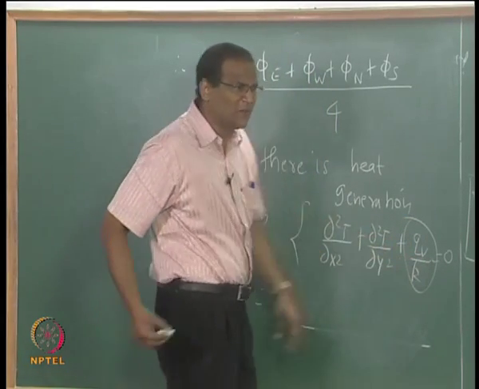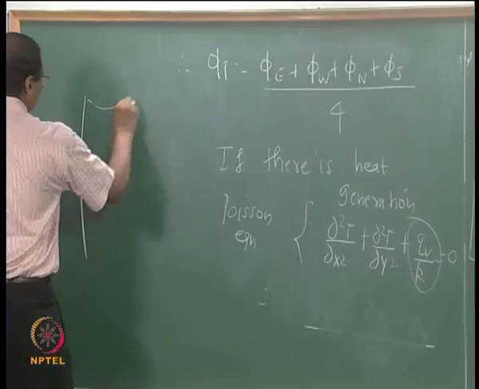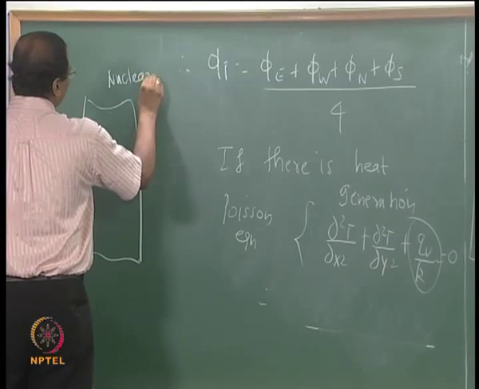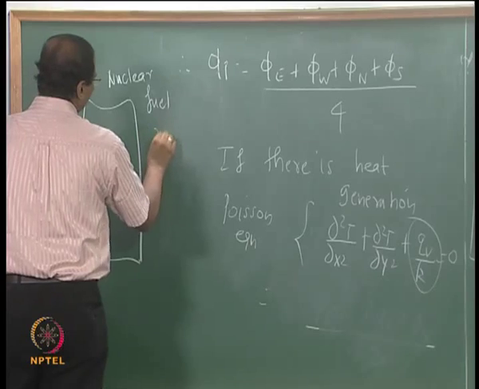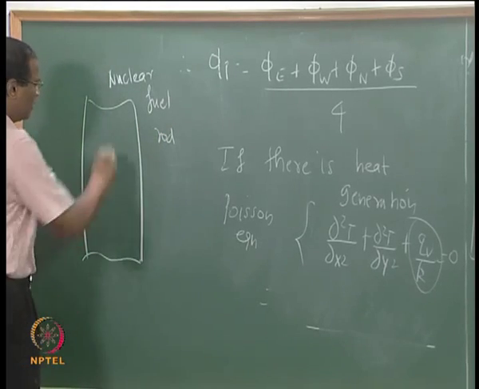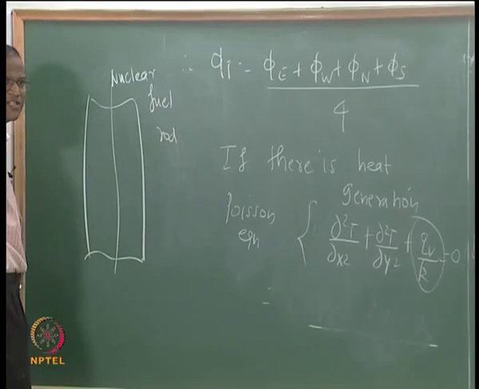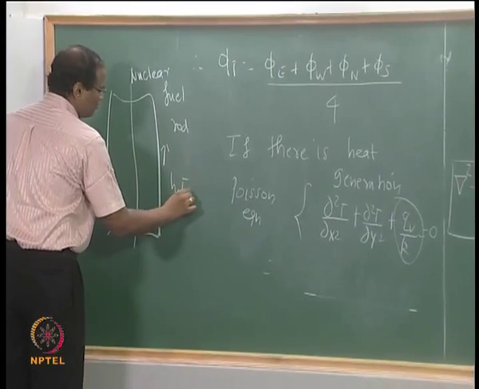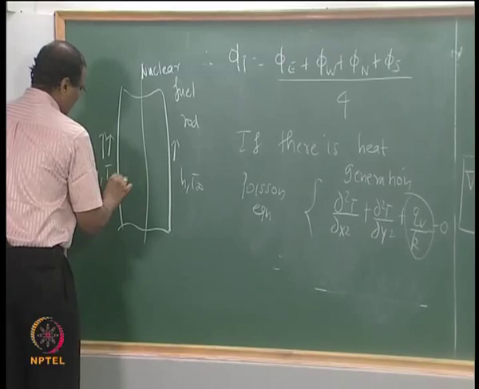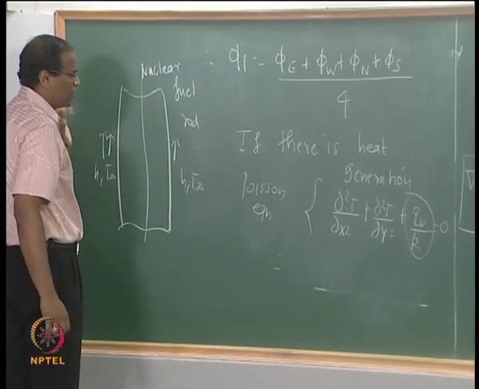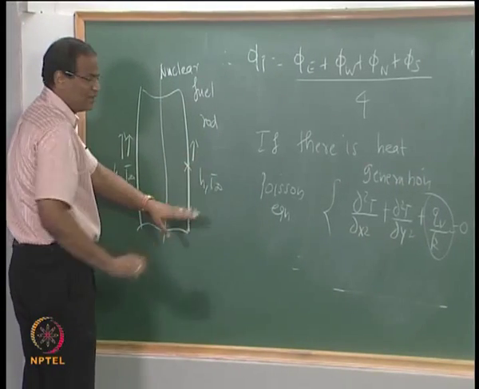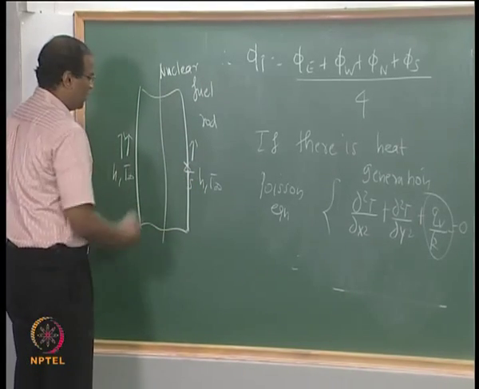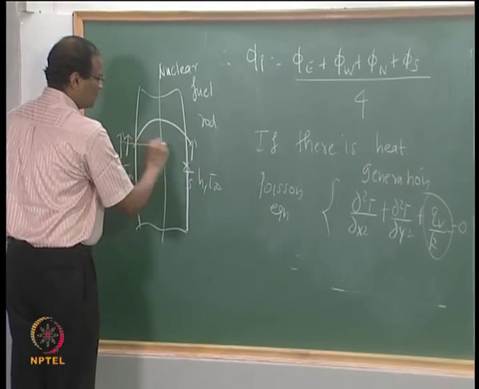Why does this term arise? For example, if there is a nuclear fuel rod, okay, so it is generating, there is a nuclear fission which is taking place here, the heat is taken away by the sodium. For argument's sake we assume that the heat transfer coefficient is so high that the T surface must be equal to T infinity. Now the temperature distribution will be like this.